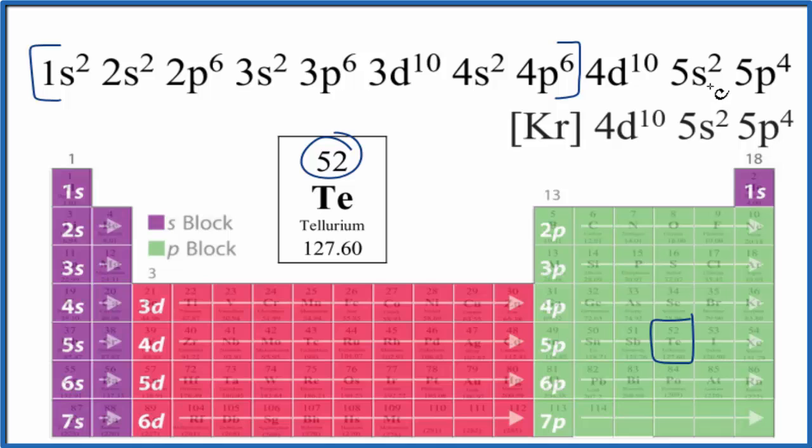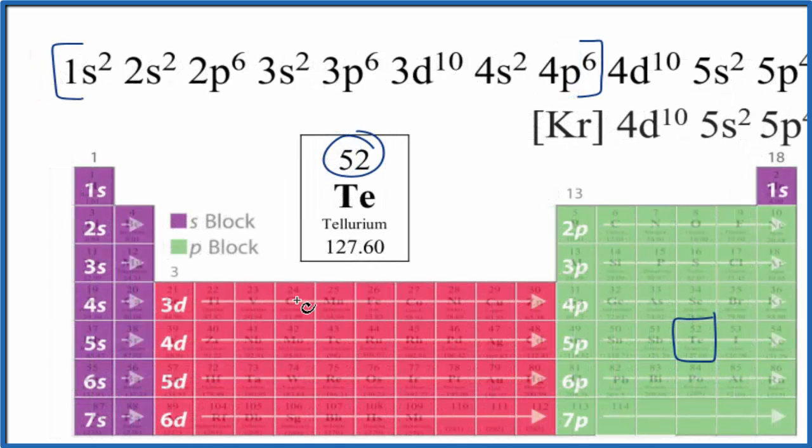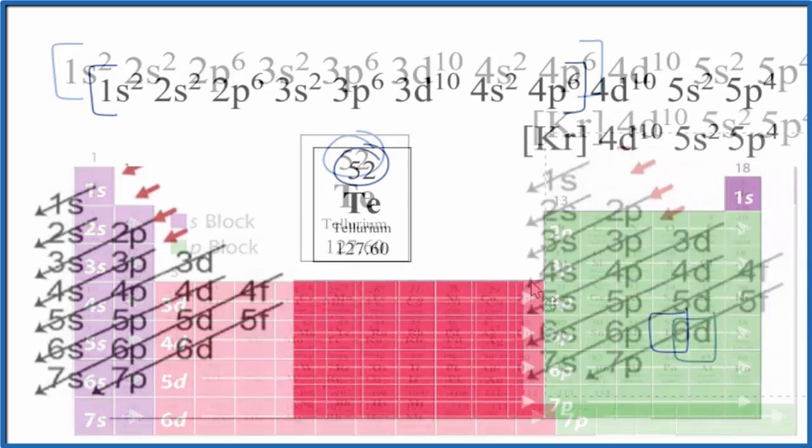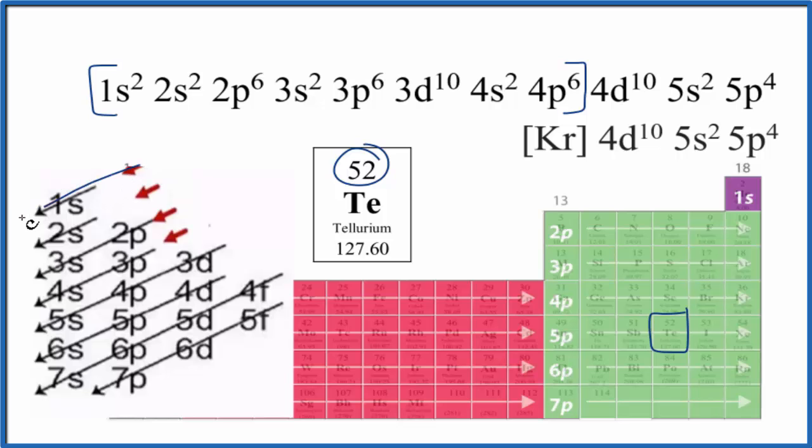Sometimes you'll see the 5s2 written before the 4d10. So we could figure that out and then just put krypton, Kr, before it. That would give us the electron configuration for Te. Another way would be to use the diagonal rule. So you have a chart like this where you go 1s2, 2s2, 2p6, 3s2, all the way up till you use 52 of these electrons here. And that would get you to the 4p4 right here. So this would also give you the electron configuration for Te.